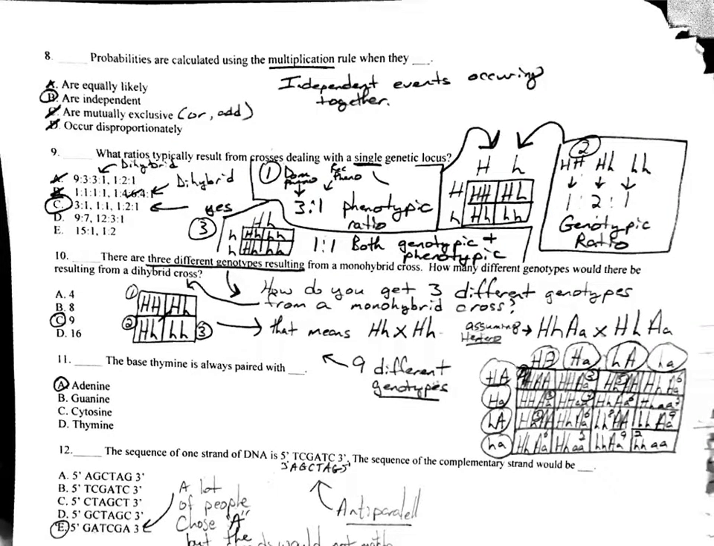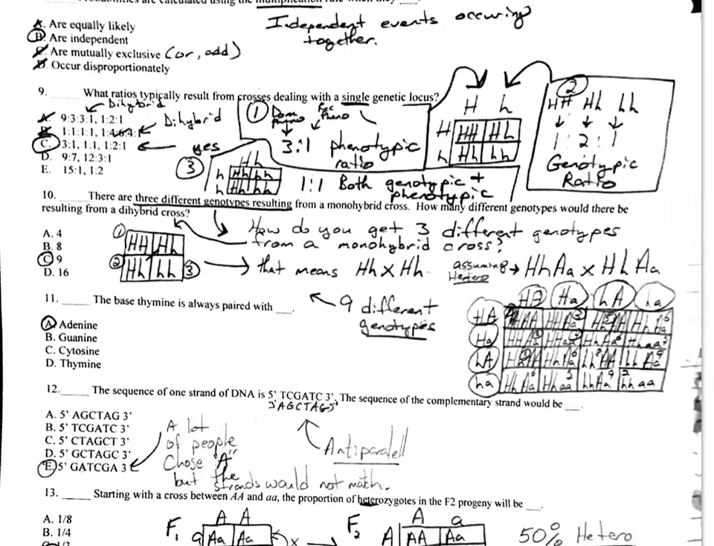So probabilities are calculated using the multiplication rule, the product rule, when they are... Well, before we said the sum rule, but now when they're what? Independent. All right. So again, if it's independent, you multiply. If it's one or the other, you're adding. If you have four or five things that can happen, but only one of them can happen, then you're adding the odds of each event. Does that make sense? You've got to get that straight in your head because you're going to see this again.